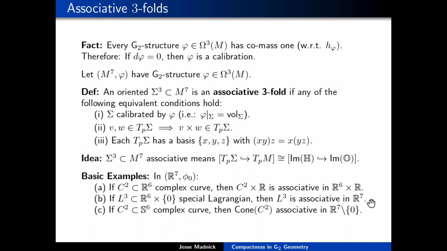So associatives in R7 are also somehow more complicated than special Lagrangians in R6. A final construction I'll mention is that if you have a complex curve in the 6th sphere, we're thinking of the 6th sphere in the usual way, the unit sphere in R7, and it has its ordinary non-integrable almost complex structure J, then the cone over a complex curve will be an associative in R7 minus the origin. So these cones are models for conical singularities of associatives in R7. Okay, so hopefully this gives some intuition and also some understanding of just how complicated this class can be.